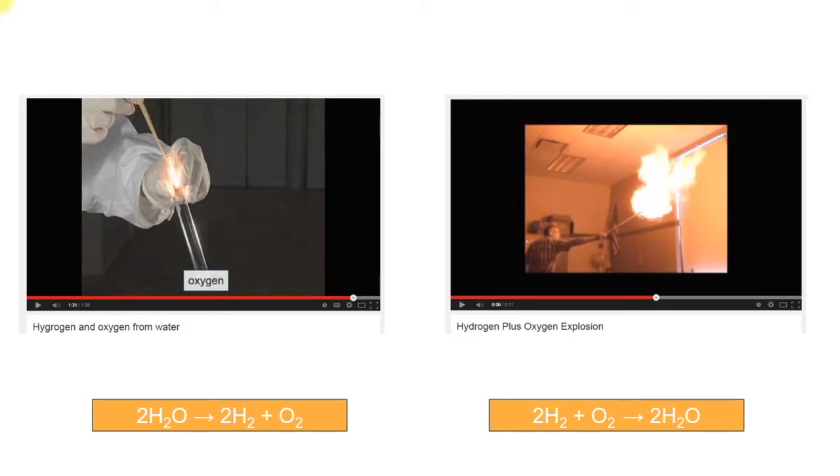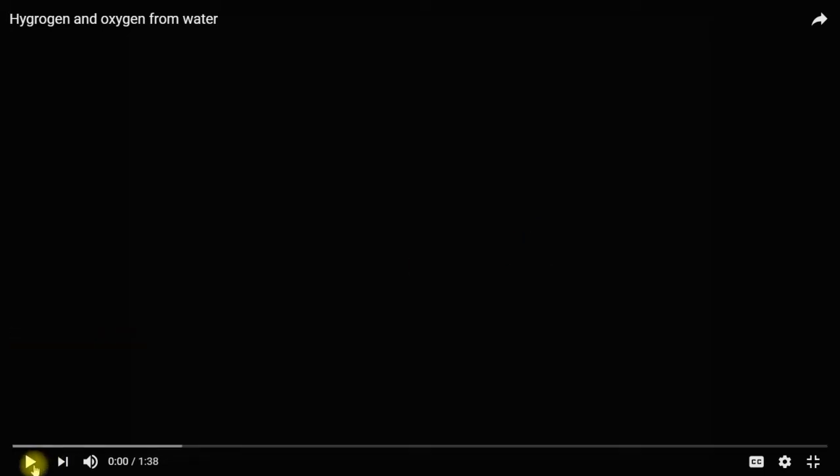showing the opposite of each other. So on the left here you see we have water as a reactant. So water is what we're starting with, and it's going to produce hydrogen and oxygen from that process. And then on the other hand, if you take hydrogen and oxygen and combine them together, it will make water. So these are like opposites of each other, and we want to compare how they look the same and how they look different. Okay, so here's our first video.